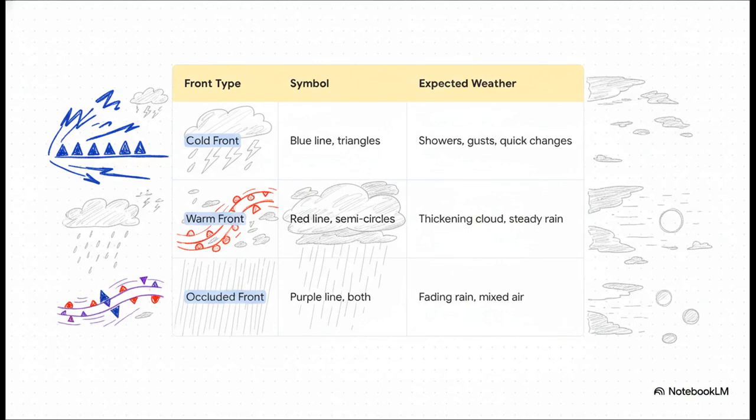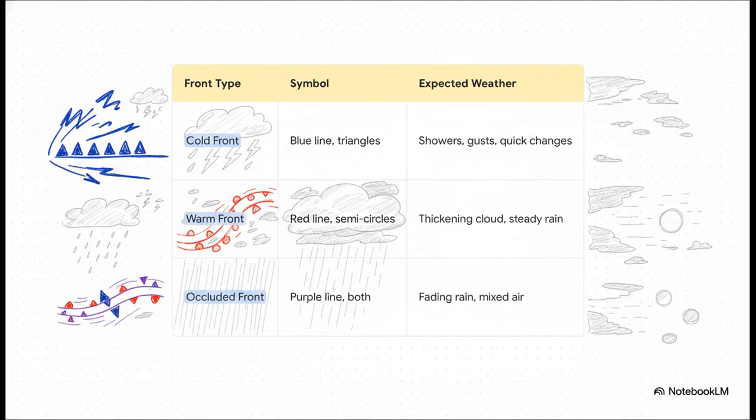Okay, so you're going to see three main types of fronts on these charts. First up, the cold front, that blue line with the spiky triangles. Think of this as a bulldozer of cold air. It just aggressively shoves warmer air up and out of the way. And that rapid lift creates these big, towering clouds that give us intense showers and gusty winds.